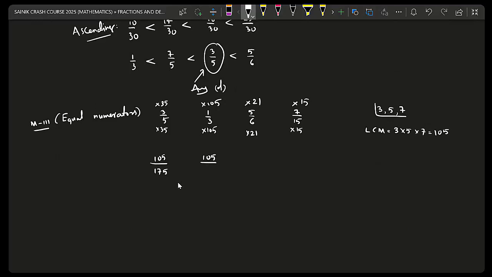105 into 3. You should be very fast in calculations. 105, you split it into two numbers in your head: 100 and 5. 100 into 3 is 300, so 315. Sir, 315.